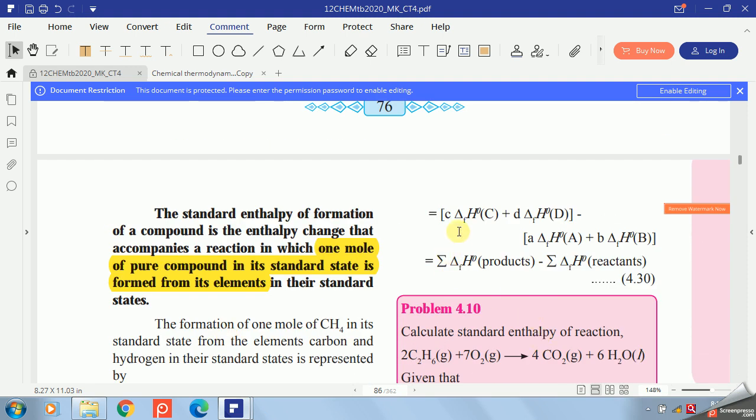So it is equal to C into standard enthalpy of formation of C plus D into standard enthalpy of formation of D minus A into standard enthalpy of formation of A plus B into standard enthalpy of formation of B. That means sum of the standard enthalpy of formation of products minus sum of the standard enthalpy of formation of reactants. So remember this.